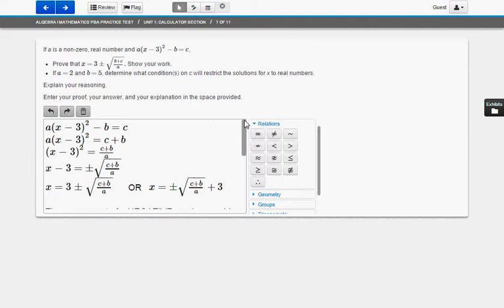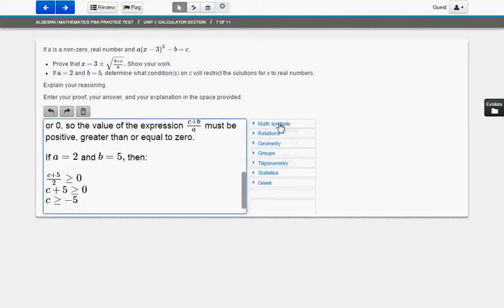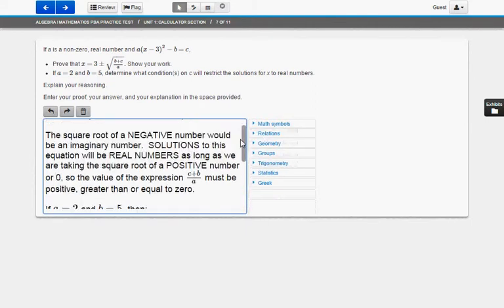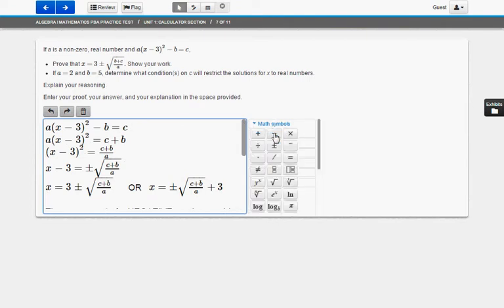This takes some practice using the drop-down menus that are available on the right-hand side here. You can get a fraction. You can access the fraction portion of this right here. The square root key is right here. There's a plus and minus in this equation. So again, this takes a little practice. I would get online and practice entering these equations and finding these symbols in the different menus that are available to you.